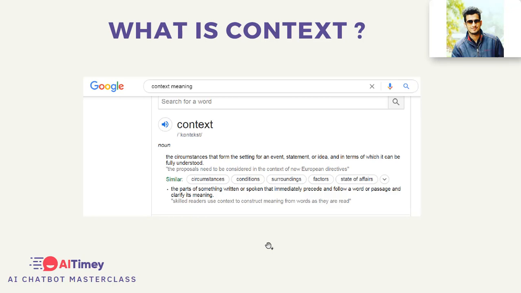Before we go on to what is context in terms of Dialogflow, we need to understand what is the actual meaning of context in real life. If I go to Google and search for the meaning of context, I can see it is written as: the circumstances that form the setting for an event, state or idea, and in terms of which it can be fully understood. And that is what context means. Context is something that sets up a state, sets up the platform, sets up the environment, and then you're doing the talking basically.